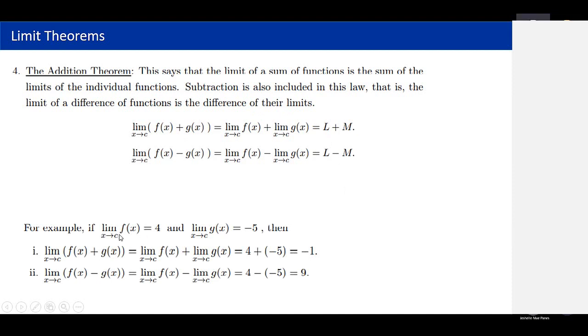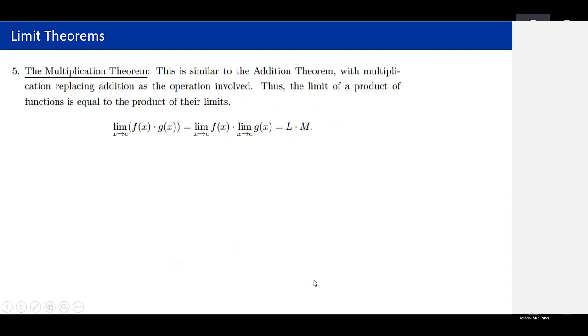Example: the limit of f of x as x goes to c is 4, and the limit of g of x as x goes to c is negative 5. So when we add 4 plus negative 5, that is negative 1. When we subtract 4 minus negative 5, that is 9. And this is the multiplication theorem. When we multiply, of course, the limit of f of x times g of x, we multiply also.